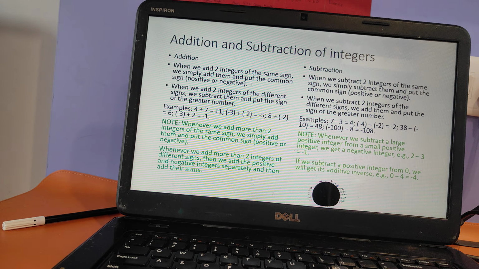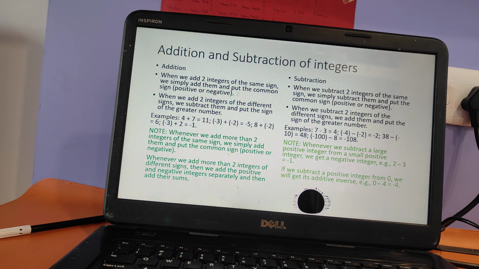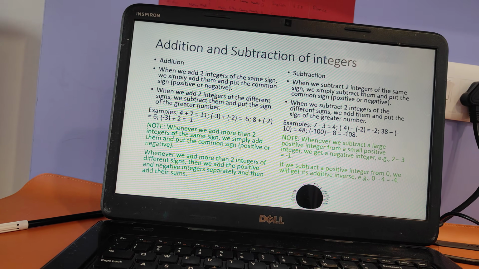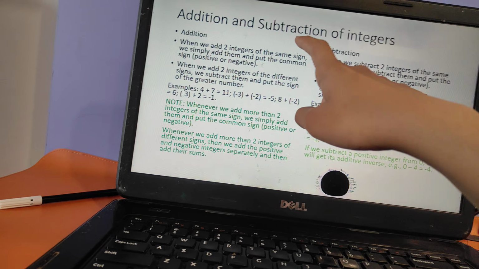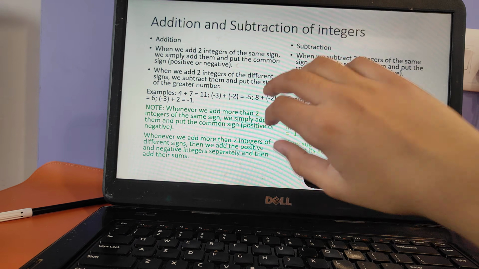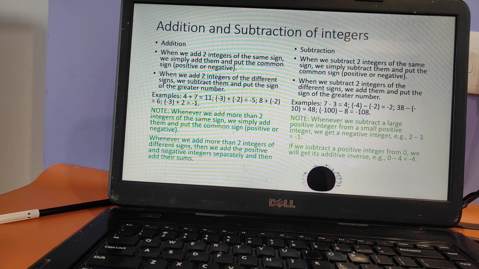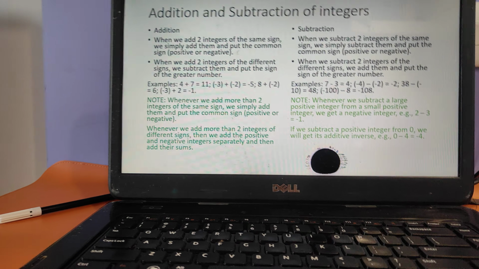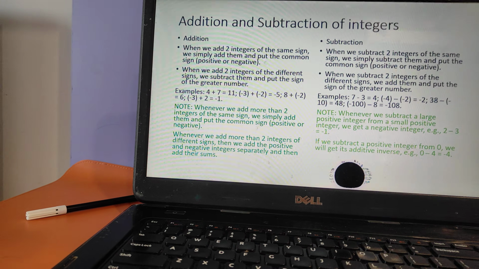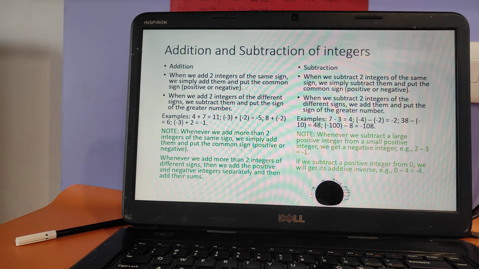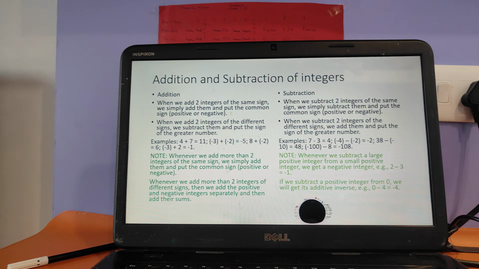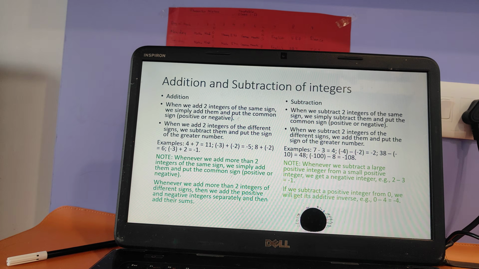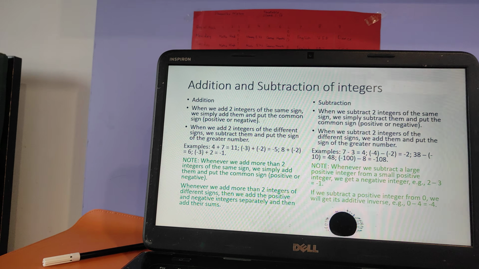Whenever we add more than two integers of the same sign, we simply add them and put the common sign, positive or negative. Same as this rule. This rule should be followed if there are more than two integers, meaning they could give you 3 integers, 4 integers, like that. But whenever you add more than two integers of different signs, then we add the positive and negative integers separately and then add their sums.